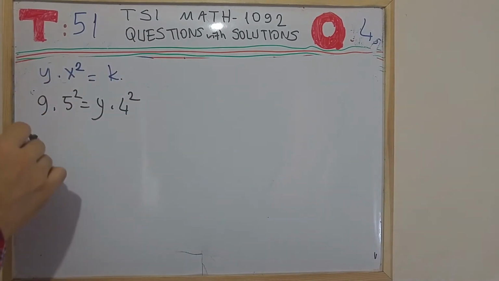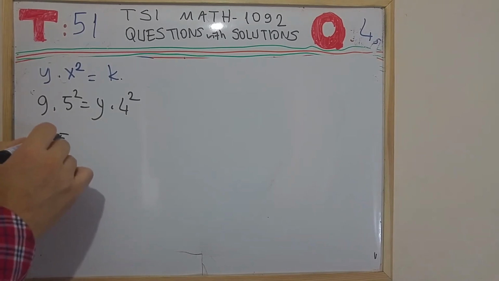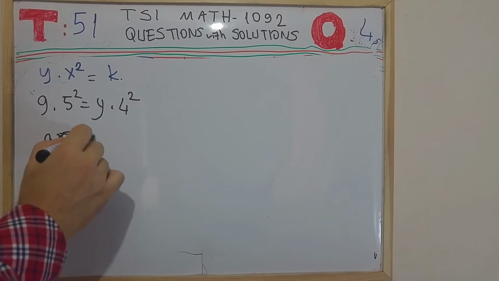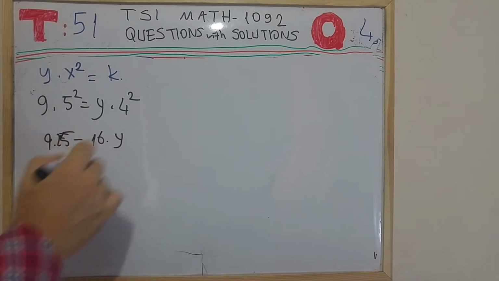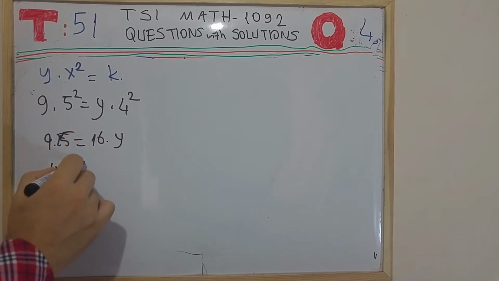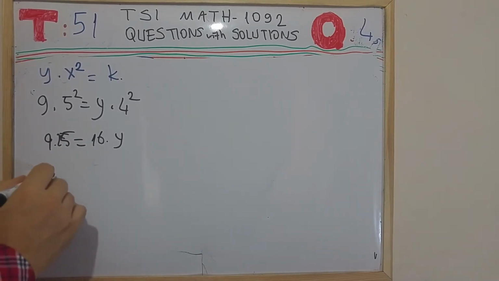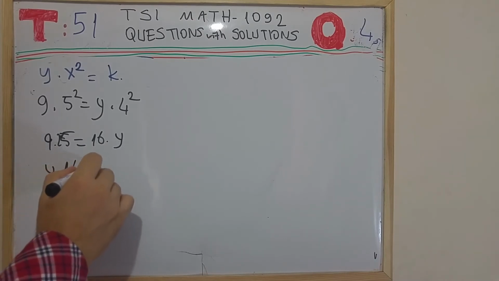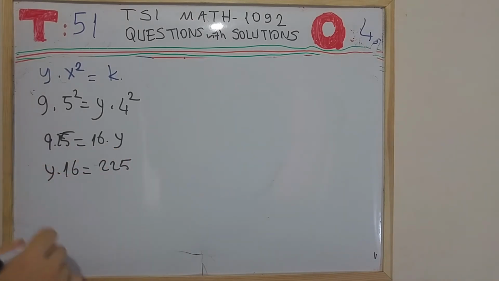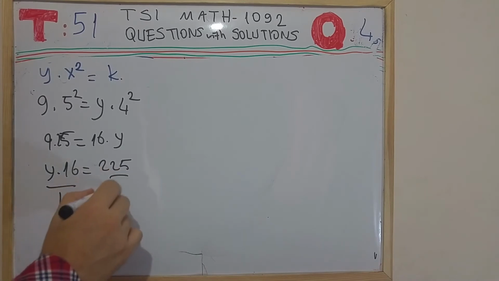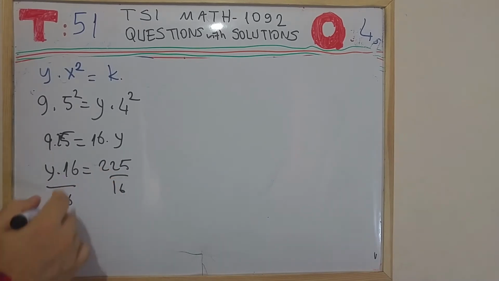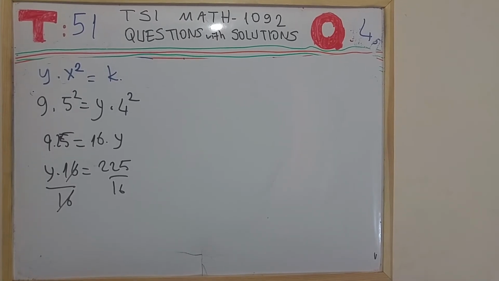Let's solve this question. What we have here is 9 times 25 is equal to 16 times y. Okay, let's go slowly. y times 16 is equal to 225. When I divide each side by 16, I have the result, which is y is equal to 225 over 16.